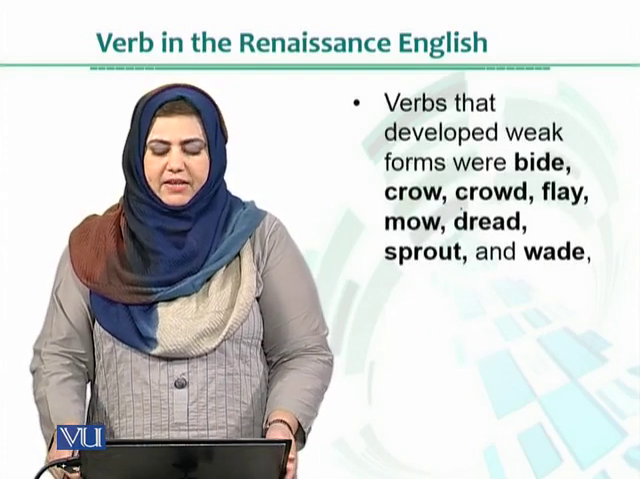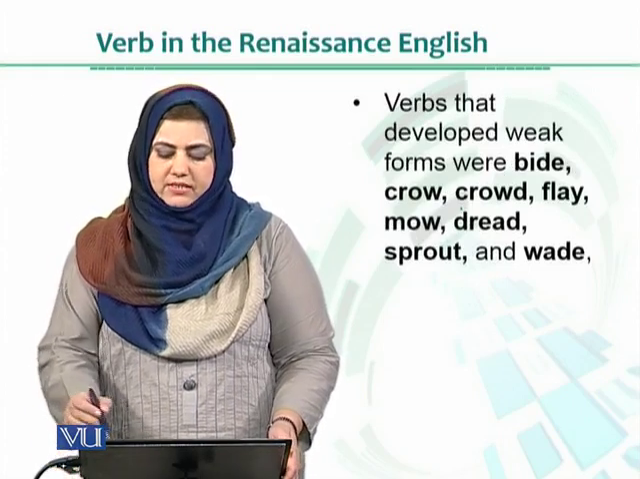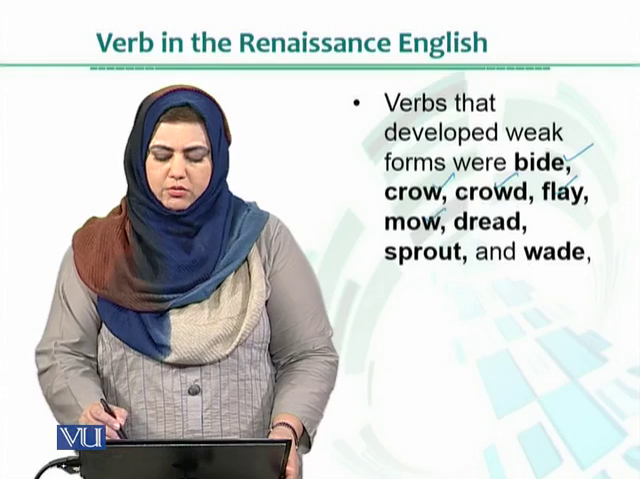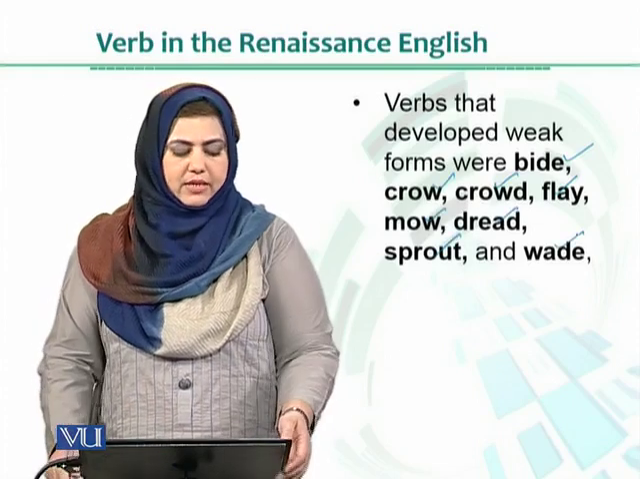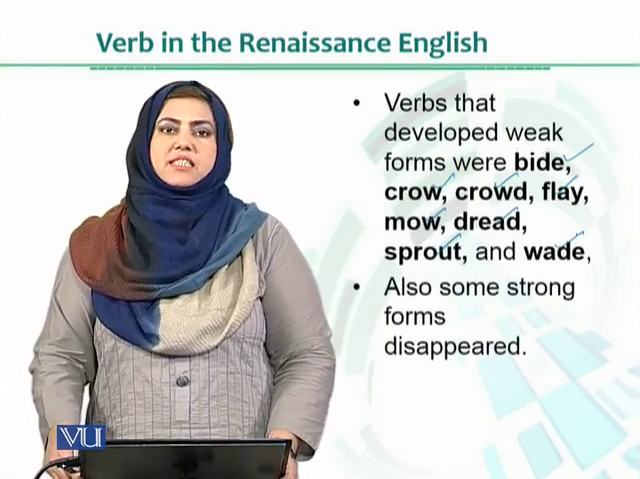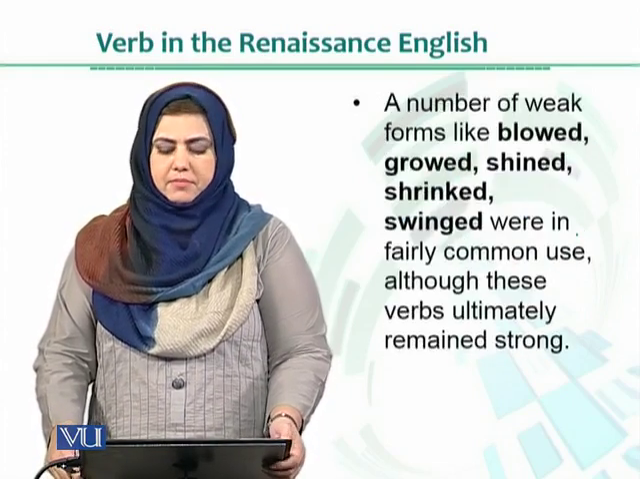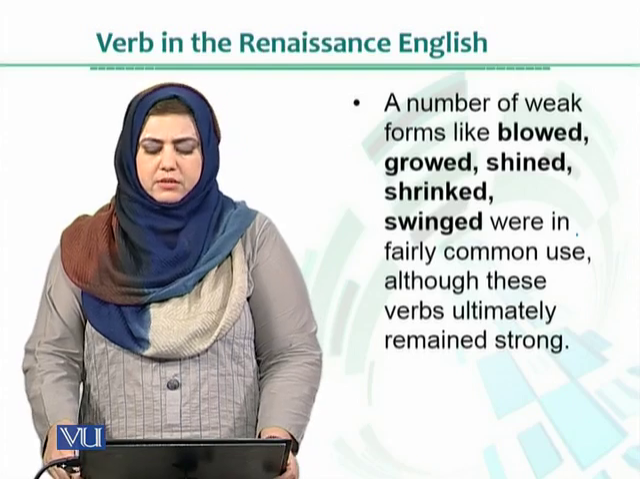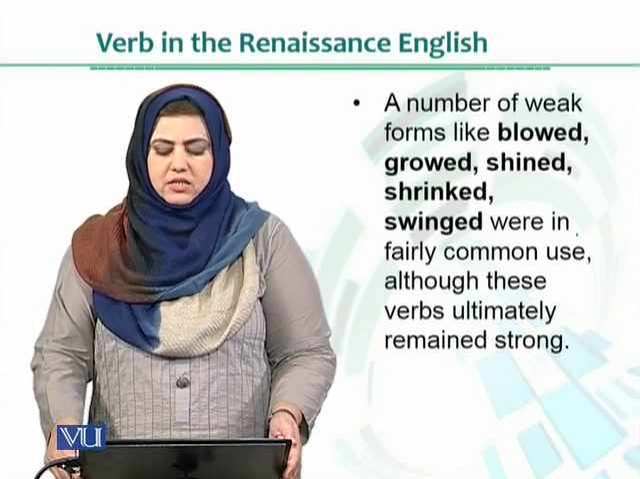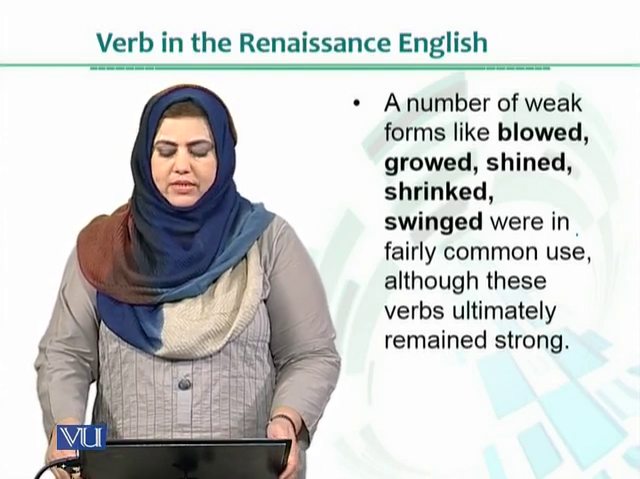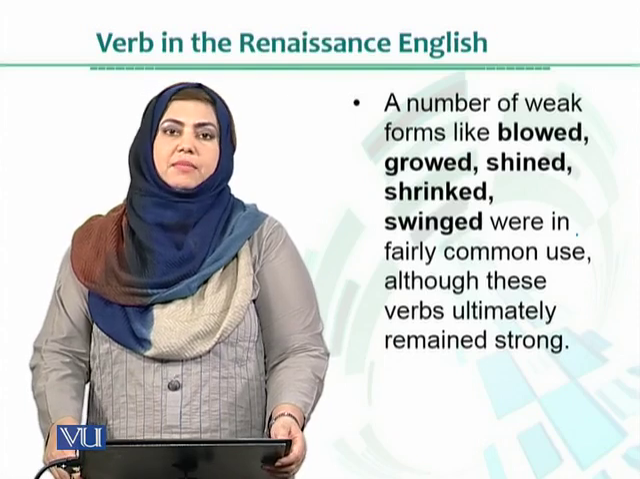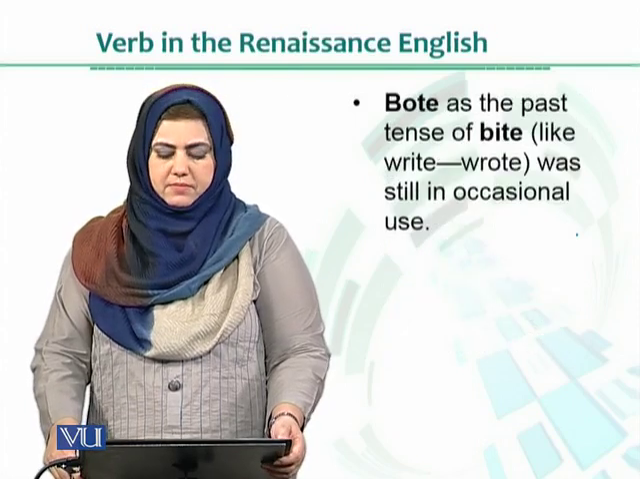Verbs, by the way, that developed weak forms were, for example, bide, crow, crowd, flay, mow, dread, sprout, and wade. Also, some strong forms disappeared over the time. A number of weak forms like blowed, growed, shined, shrinked, swinged were in fairly common use, although these verbs finally remained as strong verbs.